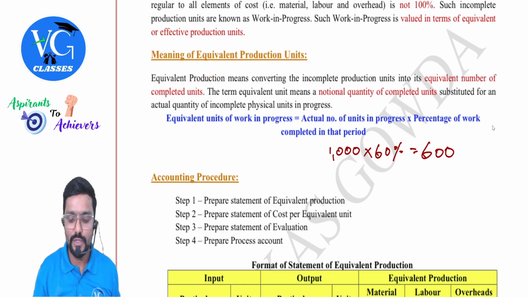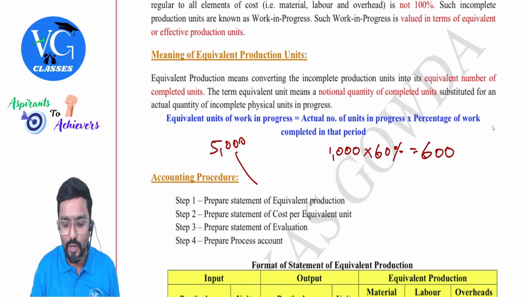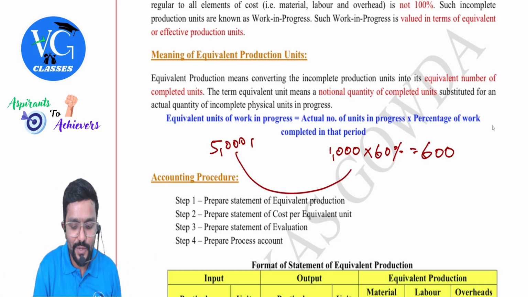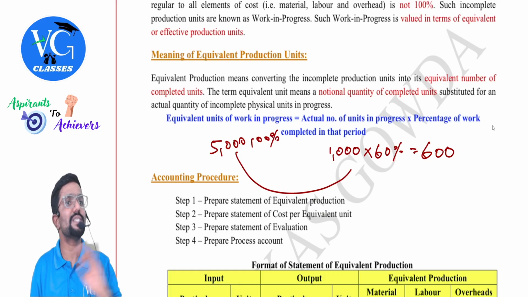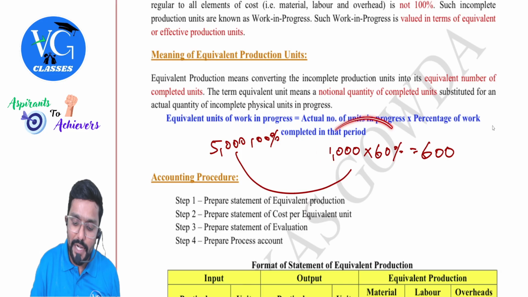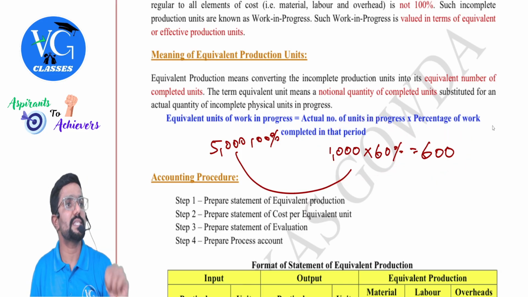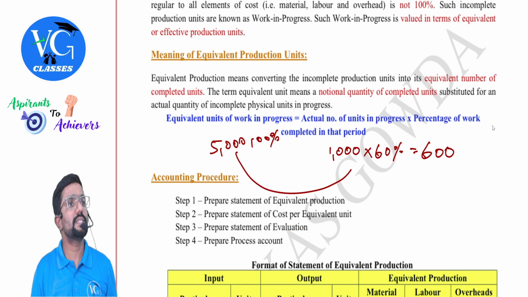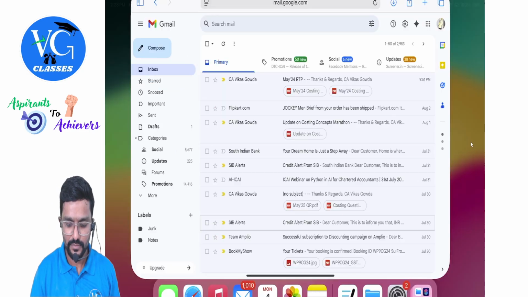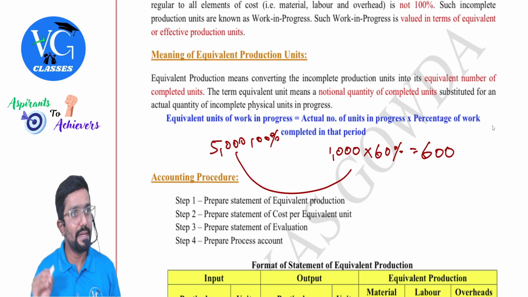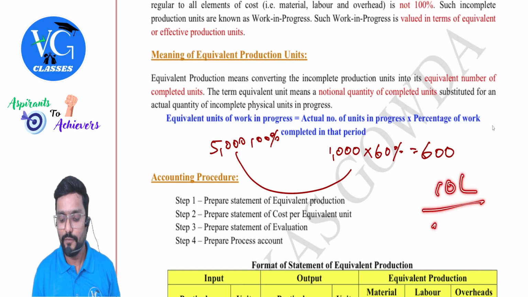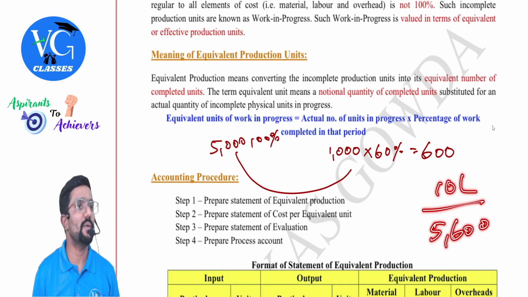Clear? See, there are 5,000 units which are completed. Now I have to compare that with 1000. Sir, is the base the same? No. 5,000 are 100% complete, whereas 1000 is not 100% complete. If this 1000 were 100% complete, how much would I have got? 600. Now can I add 600 with 5,000? Yes. Now assume my total cost is 10 lakh. 10 lakh divided by 5,600. What do I get? Cost per equivalent unit.